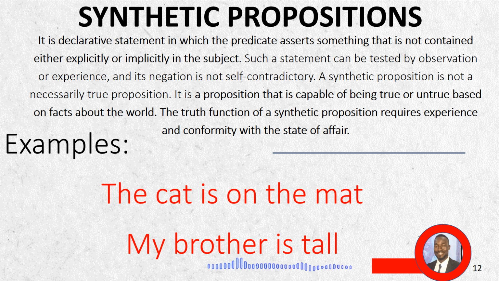It is a proposition that is capable of being true or false based on the facts about the world or experience. The truth function of a synthetic proposition requires experience or conformity with the state of affairs. For instance, the cat is on the mat. To know the truthfulness of this proposition, we need to verify if truly the cat is on the mat. Then we will go to wherever the cat is and we'll find out the cat is on the mat. Then we'll say the proposition is true. And if the cat is not on the mat, then the proposition is false.